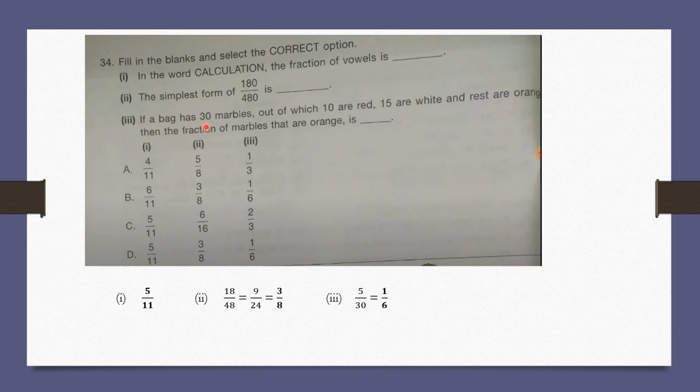Now let's see third. If a bag has 30 marbles, out of which 10 are red, 15 are white and rest are orange, then the fraction of marble that are orange is. So total is 30. Orange marbles will be 30 minus 10 plus 15, which is 5. So 5 divided by 30, which is 1 by 6. So our answer is 5 by 11, 3 by 8, 1 by 6, which is option D.